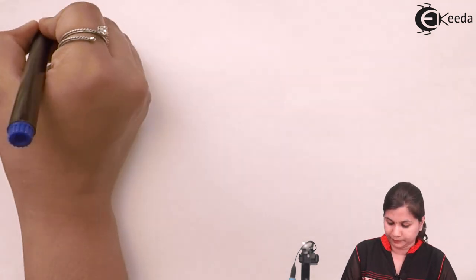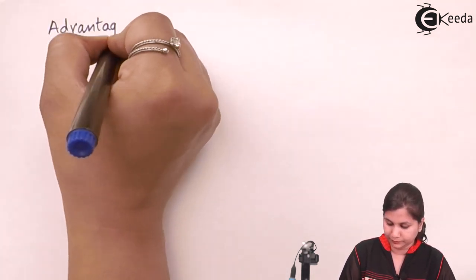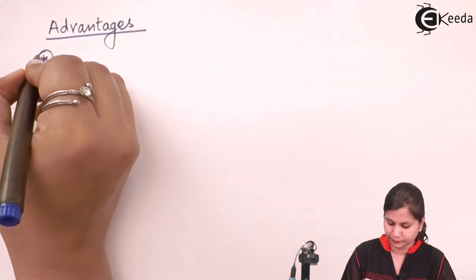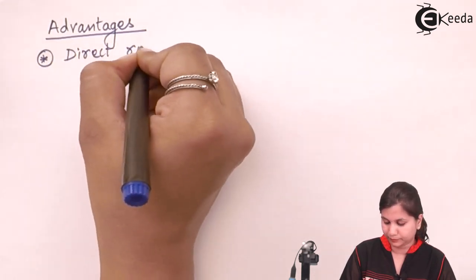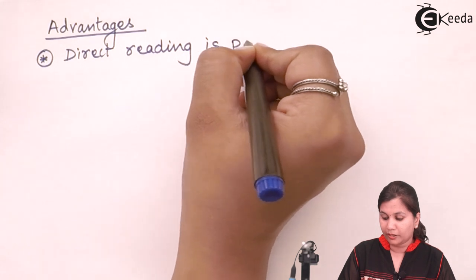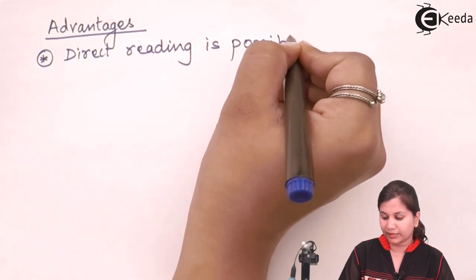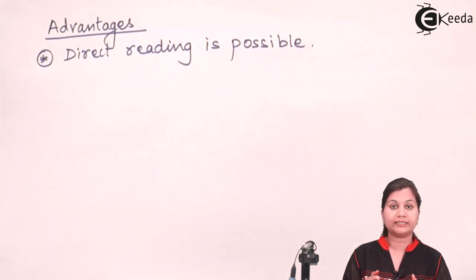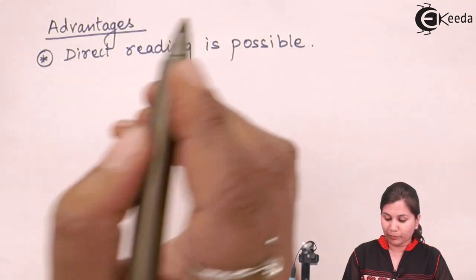So this was the construction, principle and working of the sight glass tube method. Now let us see the advantages and disadvantages of this method. The first advantage is that through this method we get a direct reading of the liquid level. So direct reading is possible.